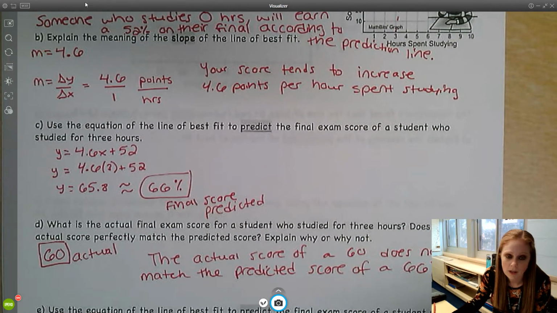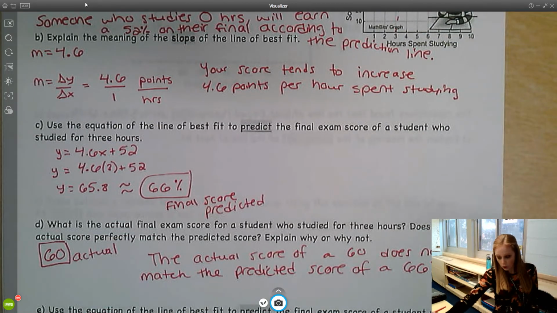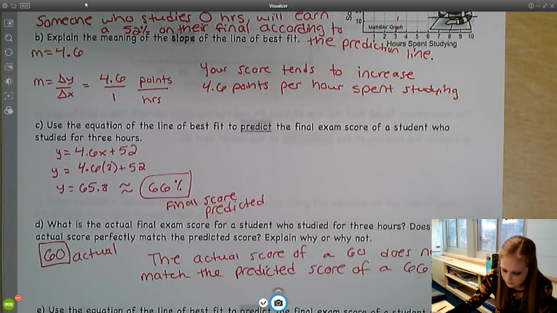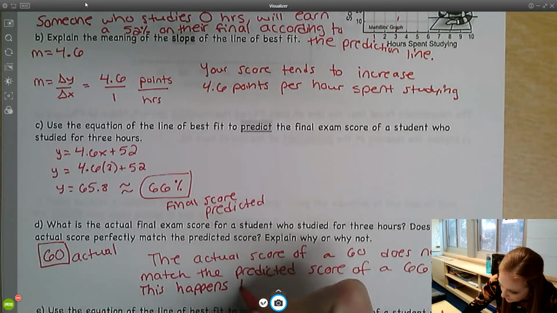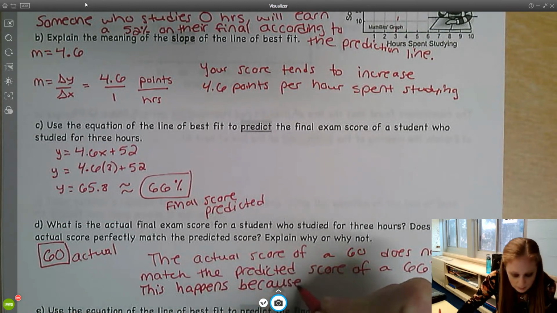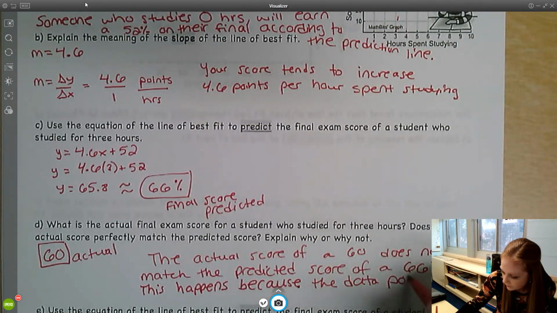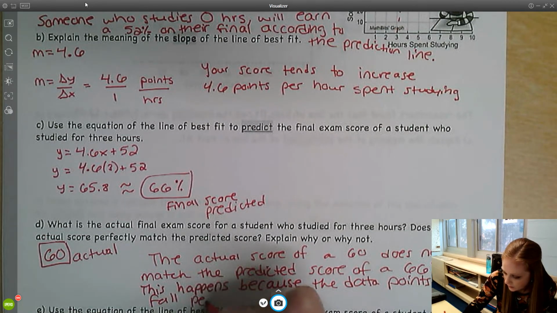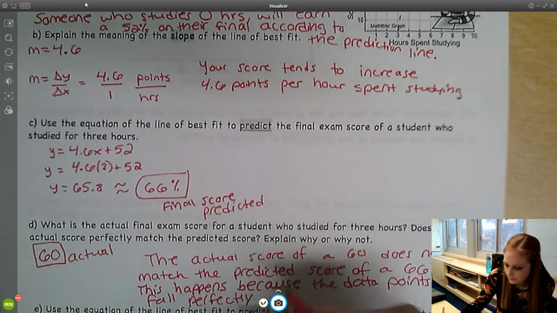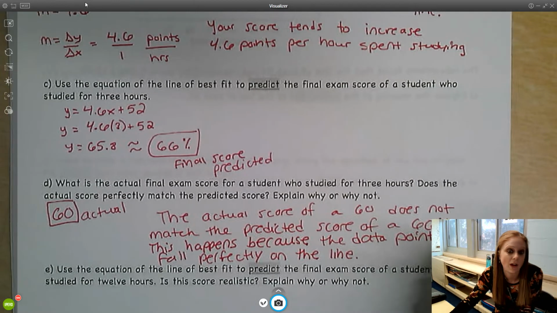Well, this happens because the points don't perfectly line up with that line of best fit. So it's a prediction. It's close, but it's not going to be completely accurate. So you could say this happens because the data points don't fall exactly on that line. They don't fall perfectly on our line. It's just a line of best fit.